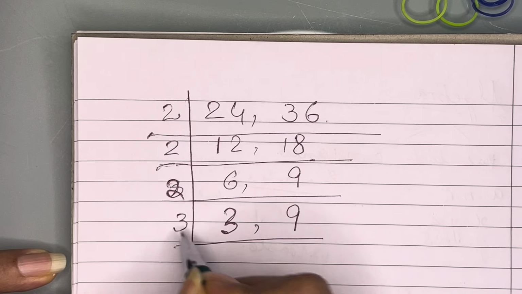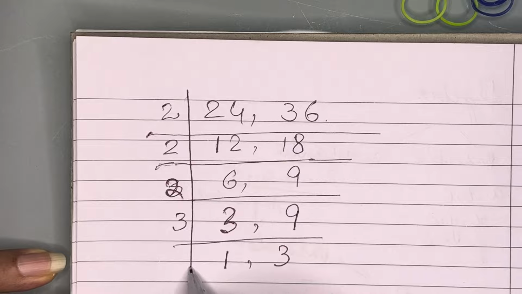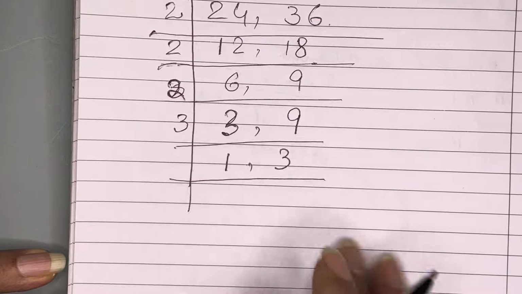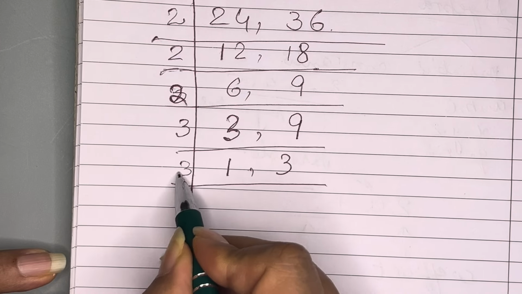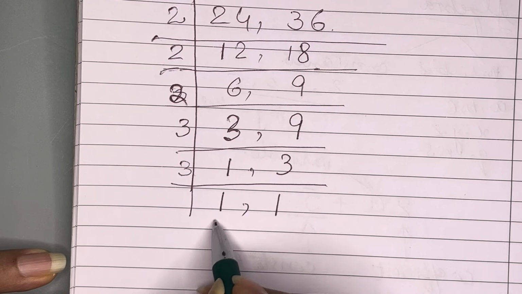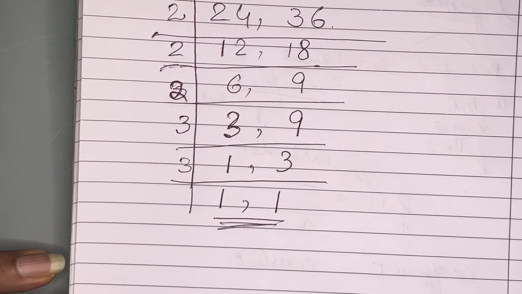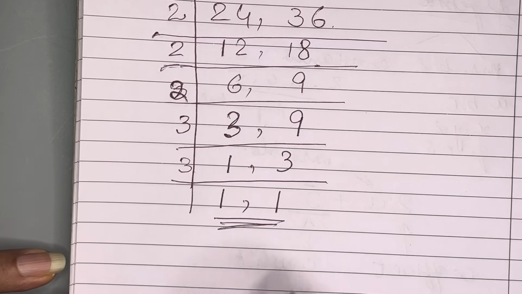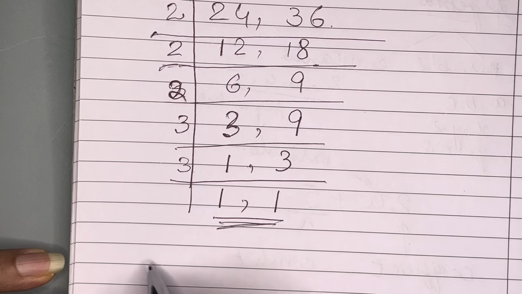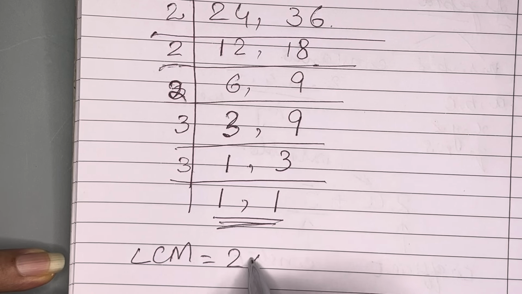Then once again the next prime number is 3. 3 1s are 3, 3 3s are 9, once again with 3, 1 will come as it is, and 3 1s are 3. So at the end we got 1 1. Okay, what was this? Was it LCM or HCF? Yes, it was LCM.